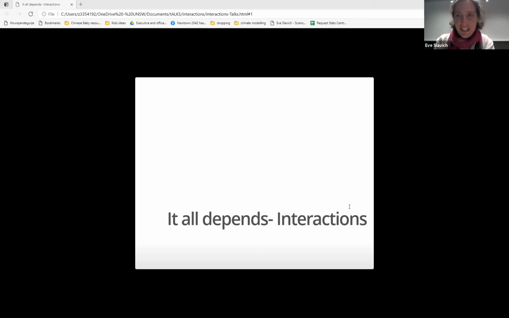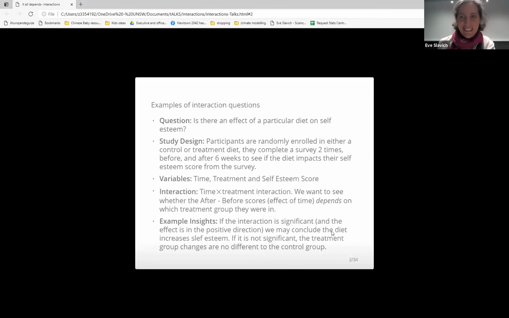So I'm just going to dive right into an example. Let's think about a study. And the study question is: is there an effect of a particular diet on self-esteem? I used this one because I found a data set in R.